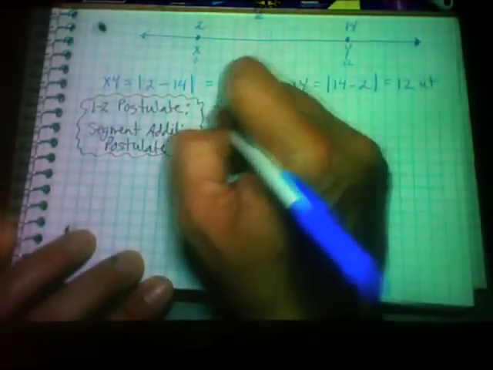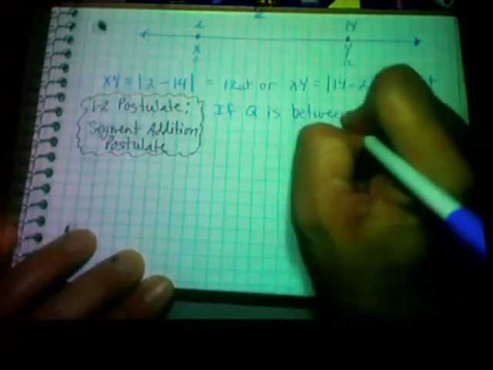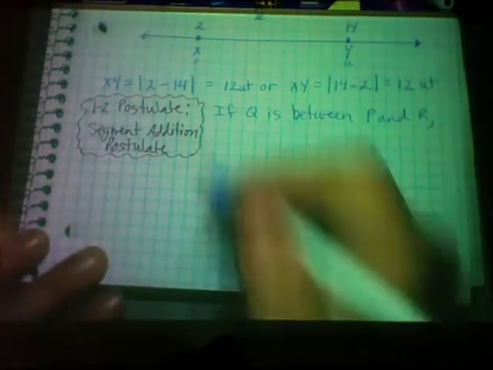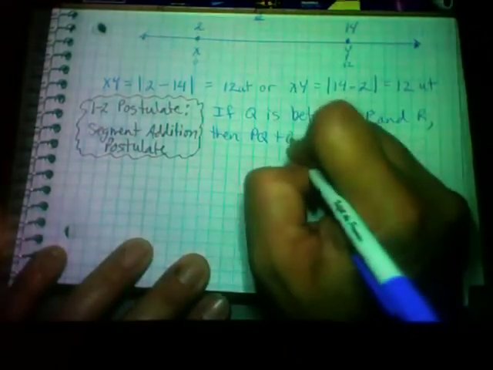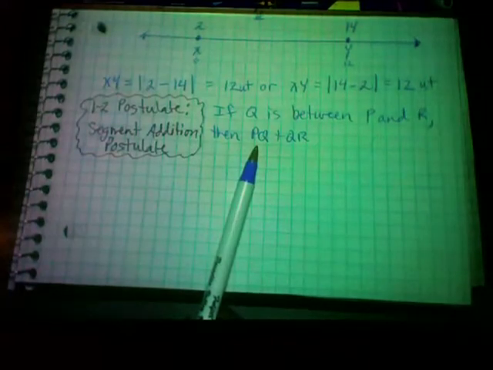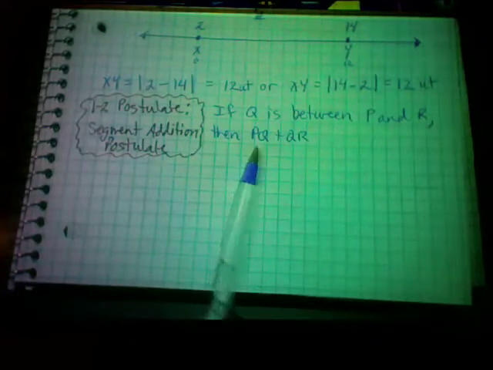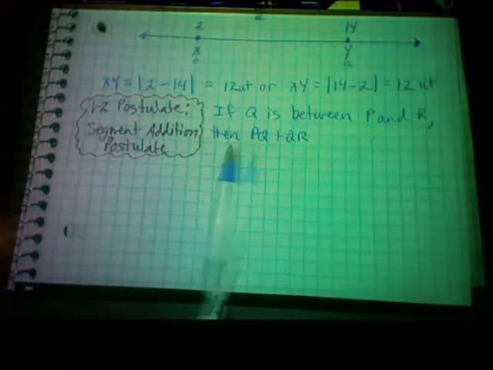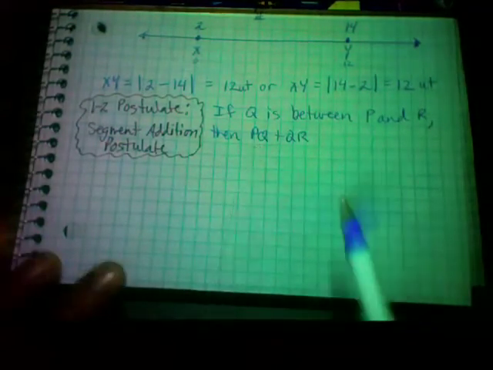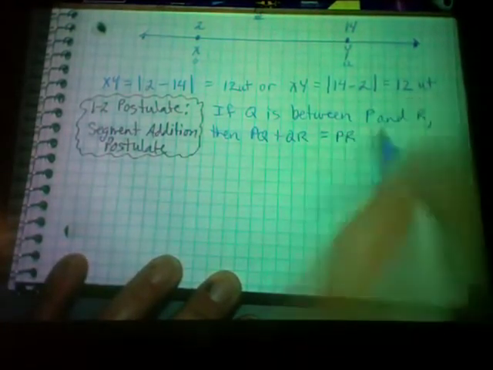It says if Q is between P and R, then PQ plus QR. Do you notice the notation? I just had PQ. What does that mean? The distance from P to Q plus the distance from Q to R. Remember, I just told you that was new notation. If there's nothing above or in front of it, it's relating to the distance between those 2 points. Should equal the distance from P to R.